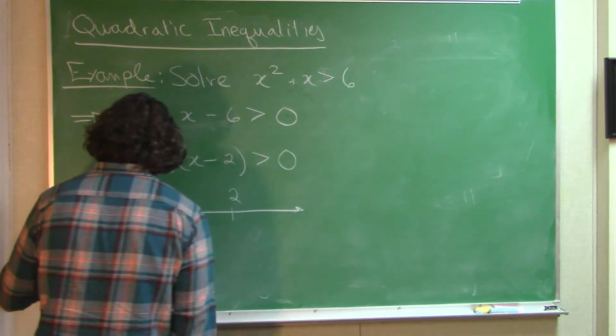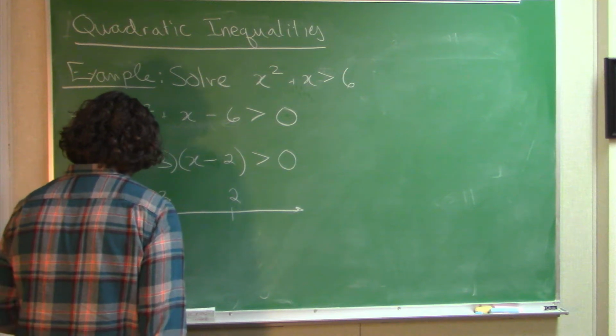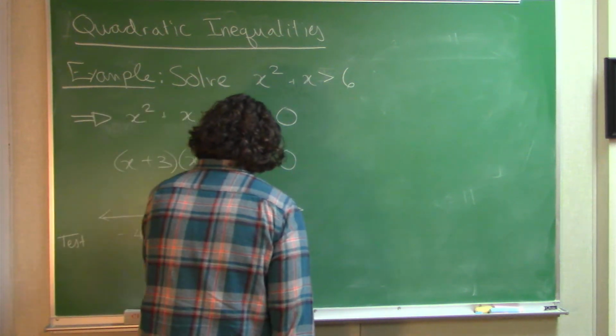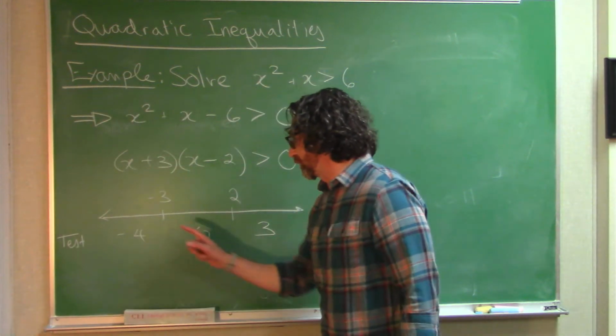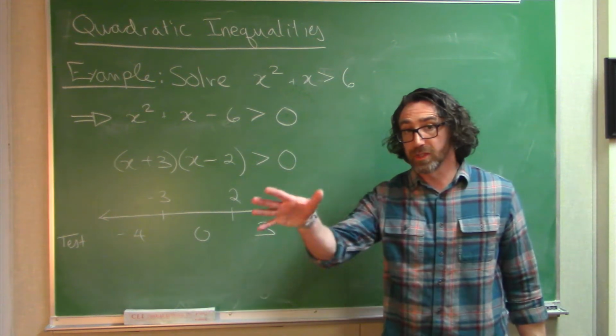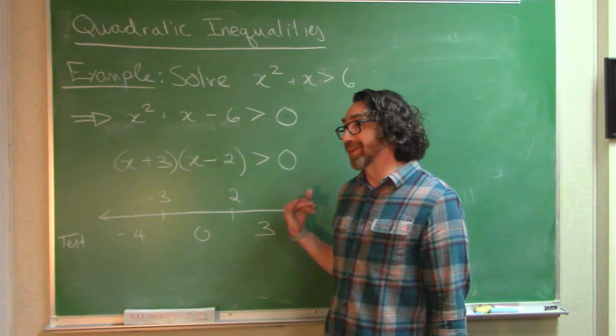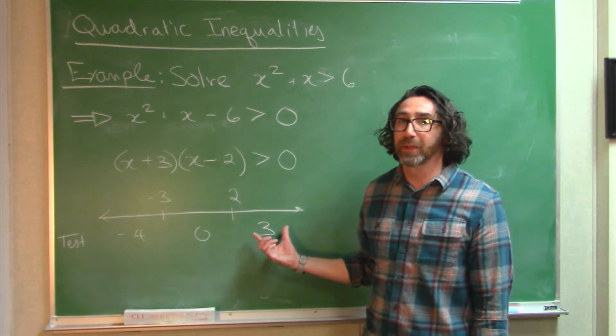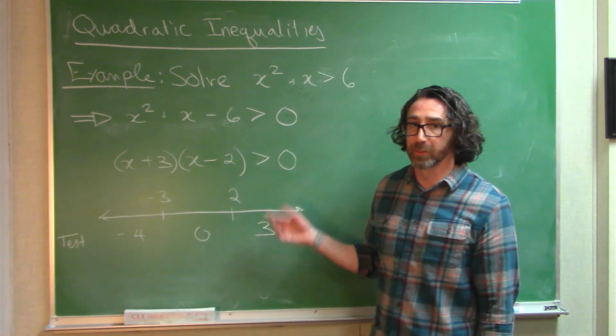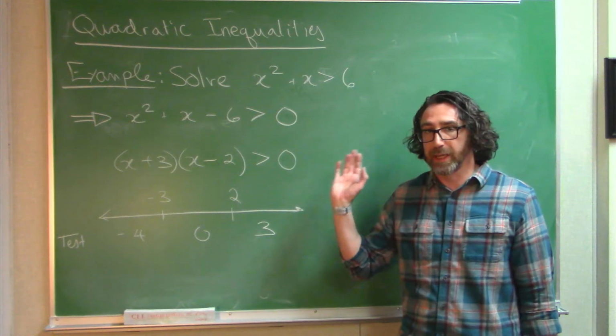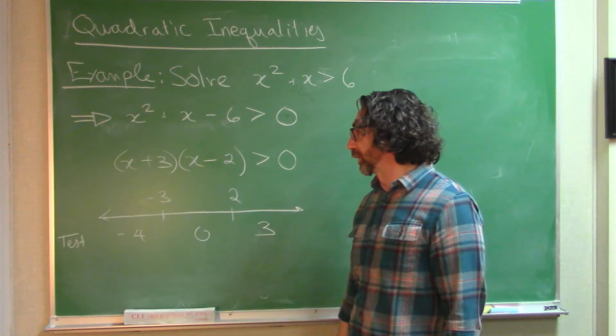So once again, we are picking test points. Those are my choices: -4, 0, and 3. Like I said, you can pick any test point that you like, as long as it's in the region. So for this region, you just have to pick something bigger than 2. You can pick 3, you can pick 7, you can pick 4,000, whatever, as long as it's bigger than 2.